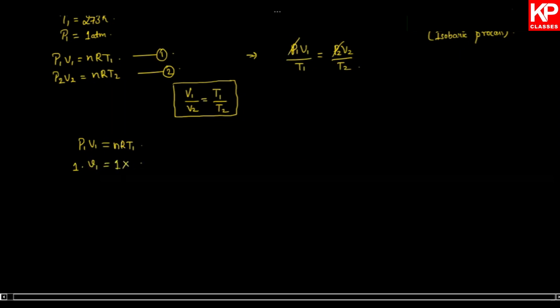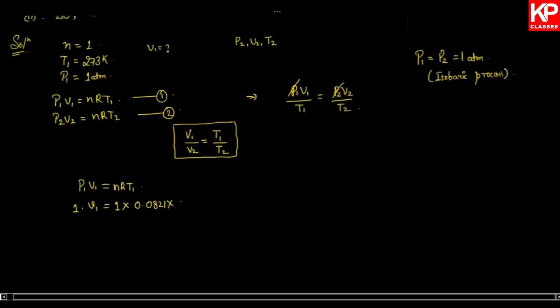What is the value of R you have taken? Let me know in the chat box. 0.0821, exactly, because the pressure is given in atm, so you have to take R as 0.0821. And the temperature is already given as 273 Kelvin. So you can directly calculate the value of V1.